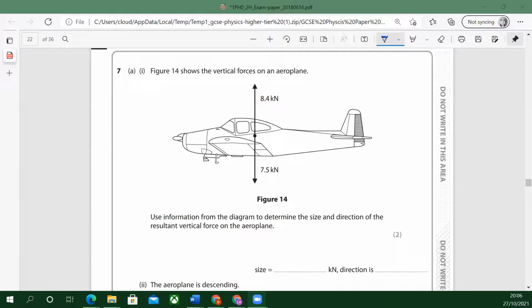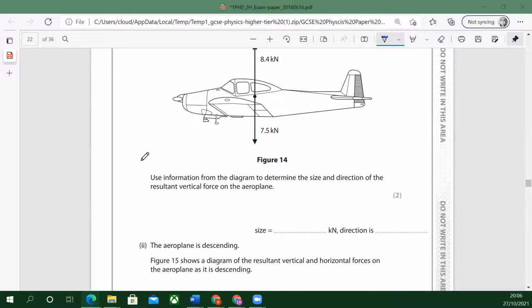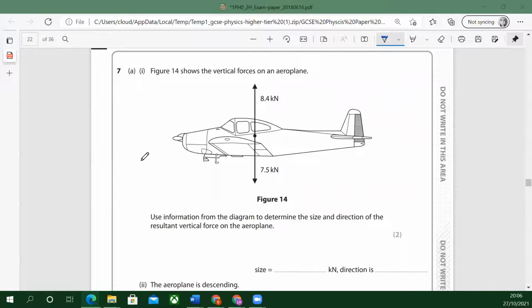Figure 14 shows the vertical forces on an aeroplane. We've got 8.4 kilonewtons upwards, that would be the lift, and 7.5 kilonewtons downwards, that would be gravity. Use information from the diagram to determine the size and direction of the resultant vertical force on the aeroplane. That's actually nice and easy.